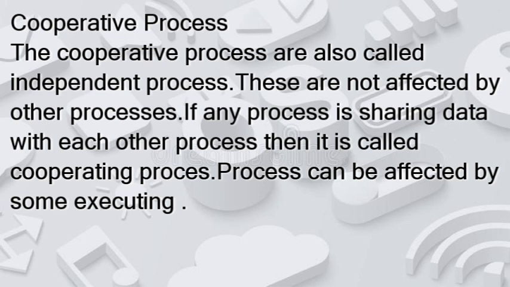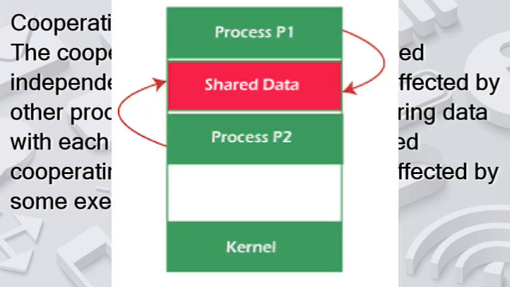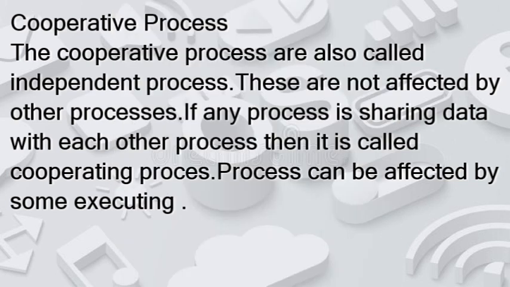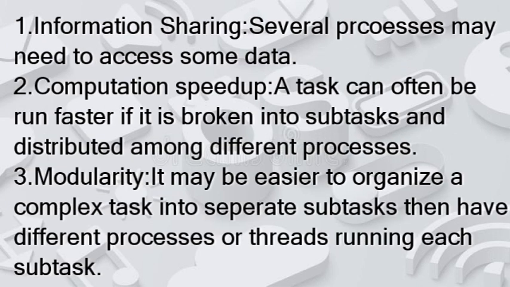Now when I'm talking about the cooperative process, these are also called independent processes. So these are not affected by other processes. If any process is sharing data with other processes, then it is called a cooperating process. As we know from the word cooperate, it means to cooperate with someone and to share some data. To allow cooperation, there should be some mechanism for communication and to synchronize their actions. As we already talked about inter-process communication, they require some communication medium so that they can contact and synchronize with each other, and then only cooperate.